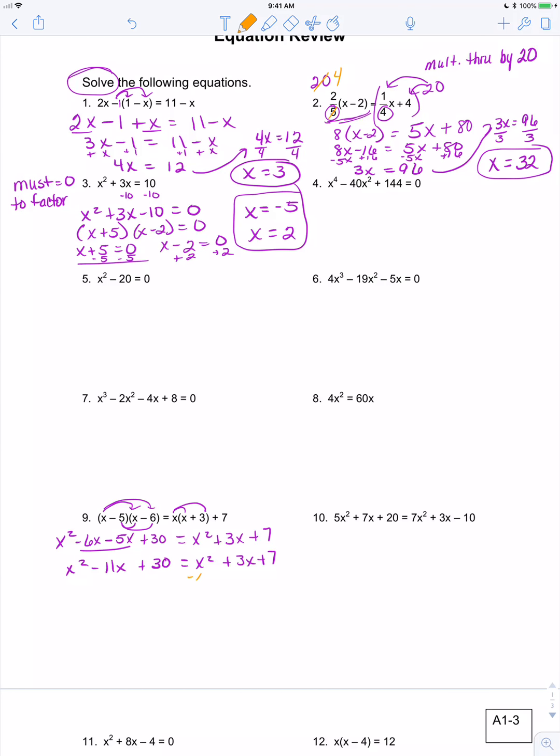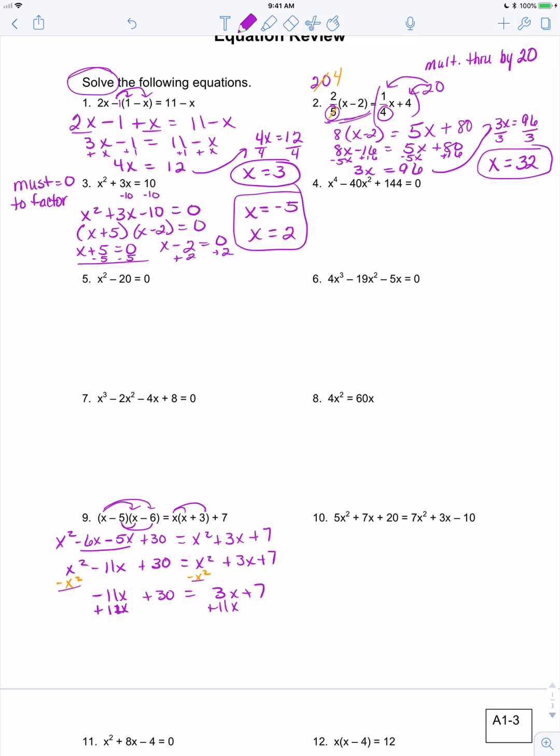Well, if I subtract this x squared onto this side, that leaves me with 0 x squareds. Okay, so then we might just be solving for x here, but I'll go ahead and write that. That's going to be negative 11x plus 30 is equal to 3x plus 7, because this makes this 0, this makes this one 0 too. So then let's just isolate these x's.